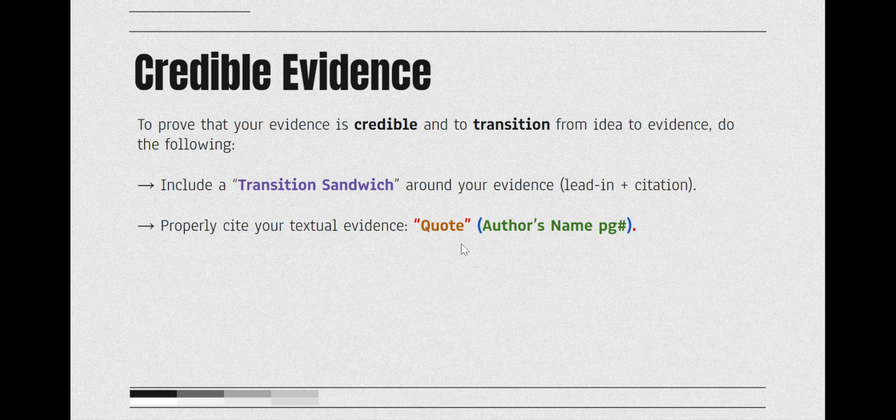We have our quotation marks in red here, and our quote is in this brownish yellow color. Then we have our parentheses. Notice how there's no punctuation inside the quotation marks. The punctuation lives on the outside of the parentheses. In our parentheses, we have the author's last name and the page number that the information was found.